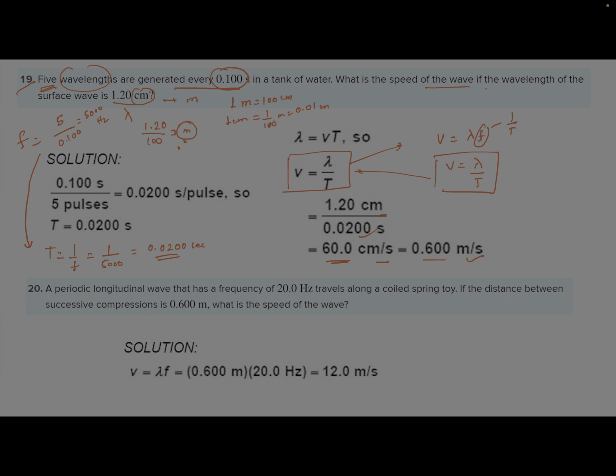So in this way you can calculate it. So don't forget to put the lambda in meter if you have to get the answer in meter per second. If they are asking in centimeter per second, no need for the conversion.